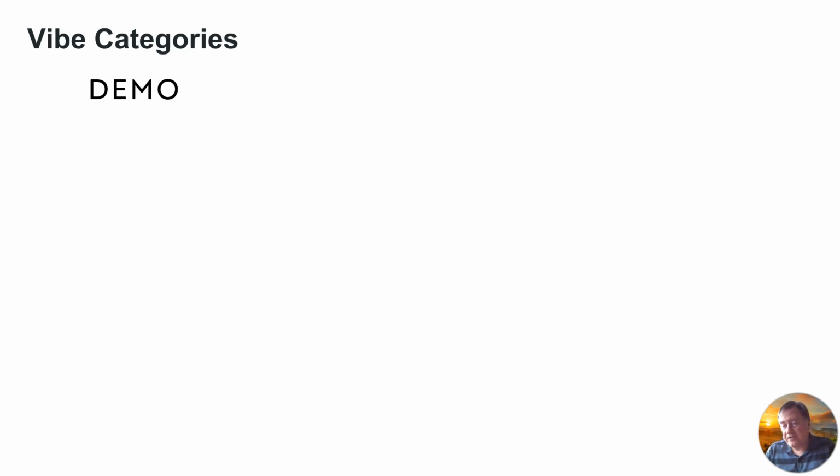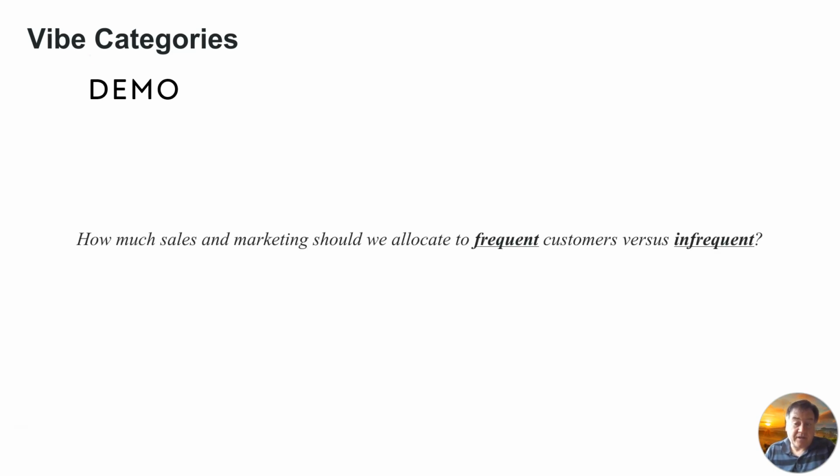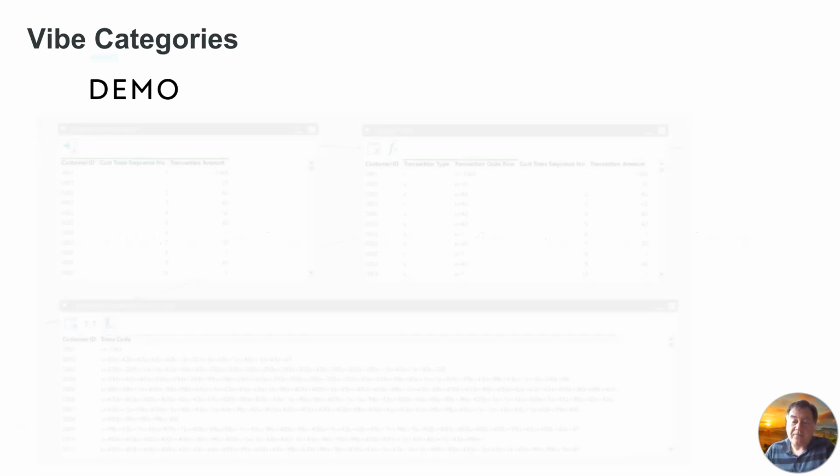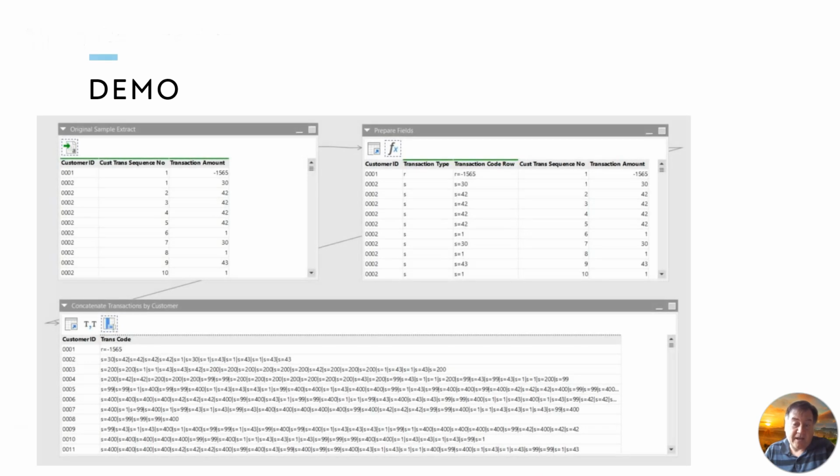In this demo, imagine we are a retail analyst and we're trying to settle this debate. How much sales and marketing budget should we allocate to our regular shoppers versus our more infrequent customers? There are all sorts of ways of answering this question, but here's how we can use vibe categories to help us. First step is preparing our data for the AI LLM.